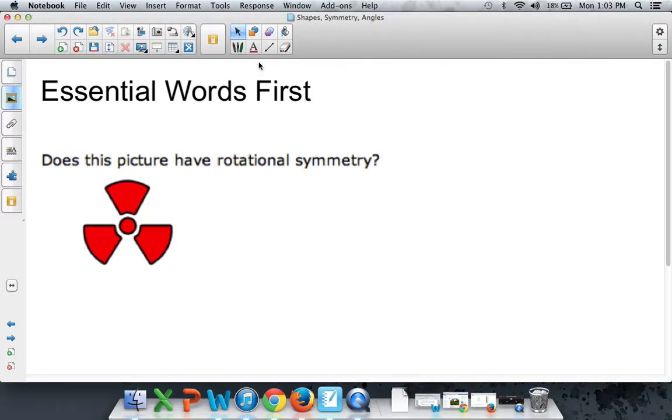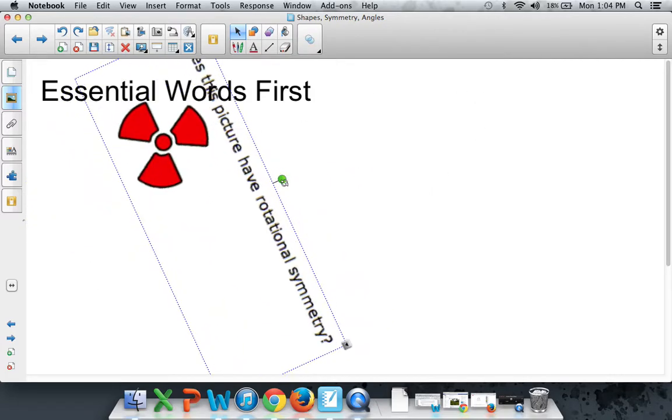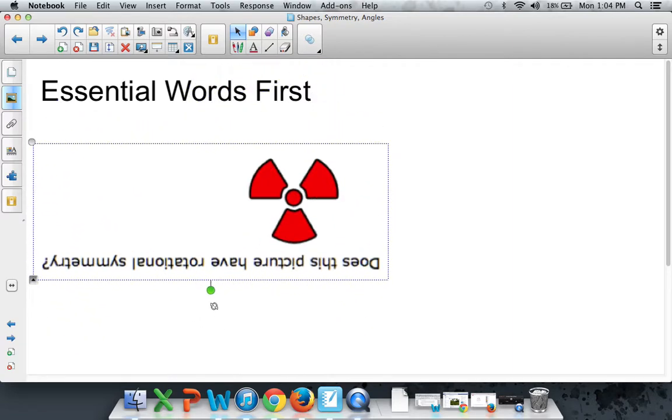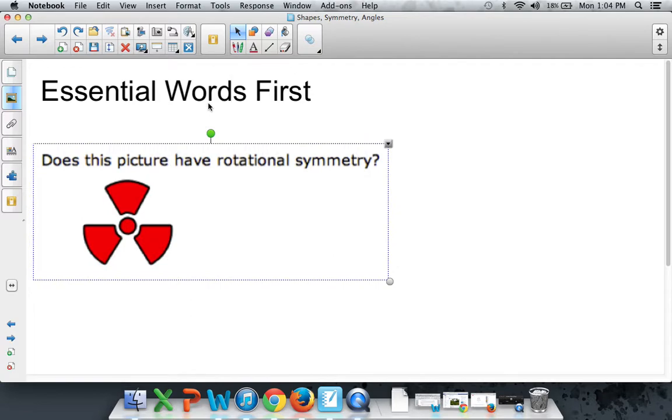Let's do this. What you have in front of you right now is a little bit of what you have to know. It's a picture, and they're asking you, does this picture have rotational symmetry? And it's okay to ask, what is rotational symmetry? Well, rotational symmetry is when you turn the shape and it still has symmetry. Let me show you what I mean.